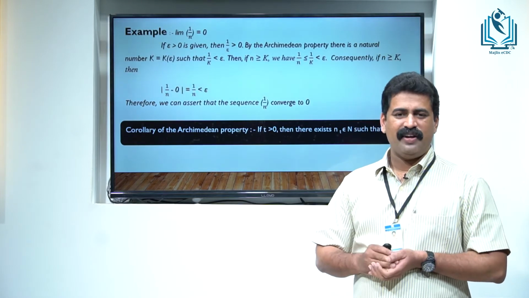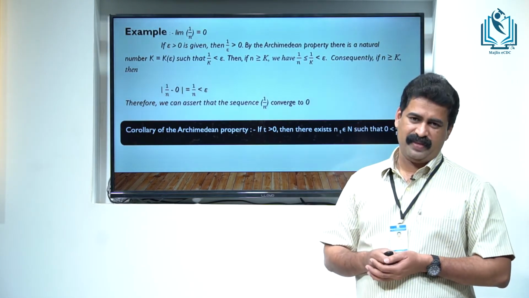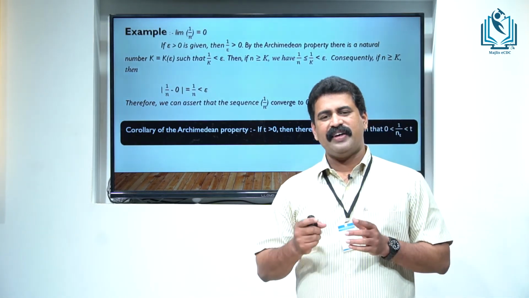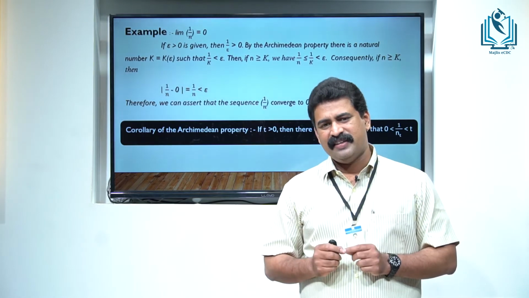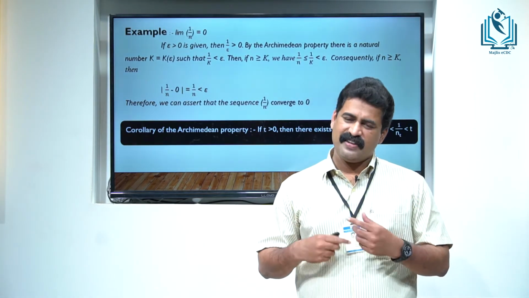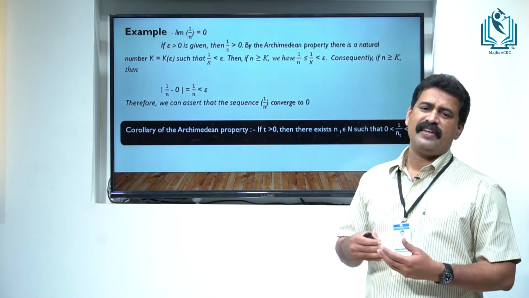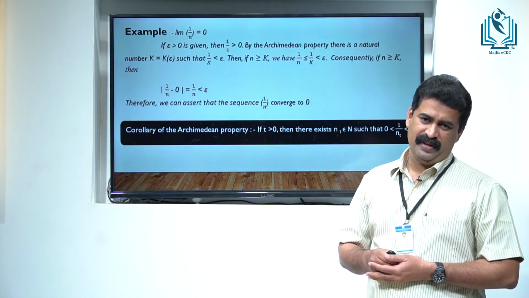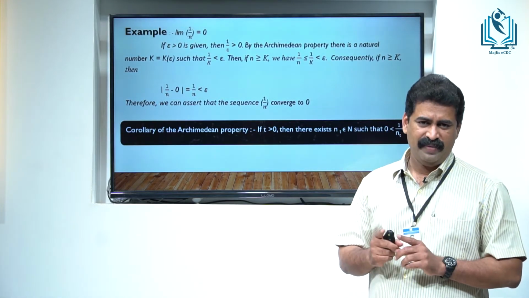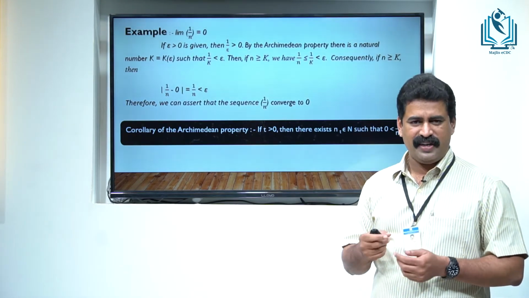In this example, we use the corollary of the Archimedean property. The statement is, if t is any positive real number, then there exists a natural number nt such that 0 less than 1 by nt less than t. That means its reciprocal lies between 0 and t. Here epsilon is an arbitrary positive real number. Then by this corollary, we can find a positive real number k such that 1 by k less than epsilon.